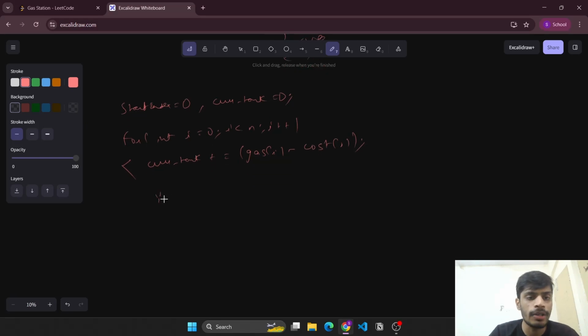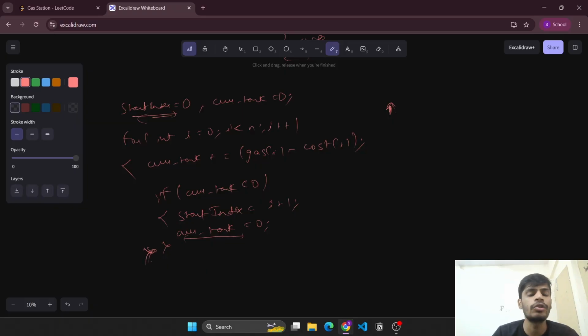Now if at any point the current tank becomes less than 0, then that means we need to update our start index to some value. That value will simply be I plus 1. We need to update our start index with I plus 1, and we'll make our current tank 0, so that from I plus 1 we do not have any previous gas available, because we are starting at the I plus 1 index. Okay, so this is what we'll do.